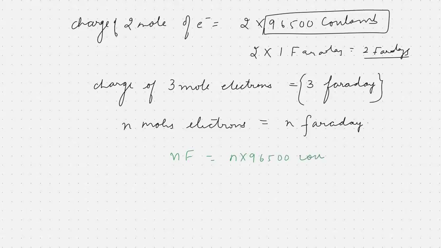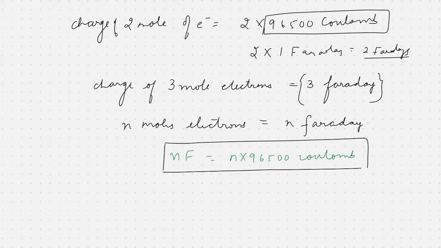So n Faraday will be equal to n into 96500 coulomb. N Faraday here is going to be n into 96500 coulomb. Got it? So that's the idea.